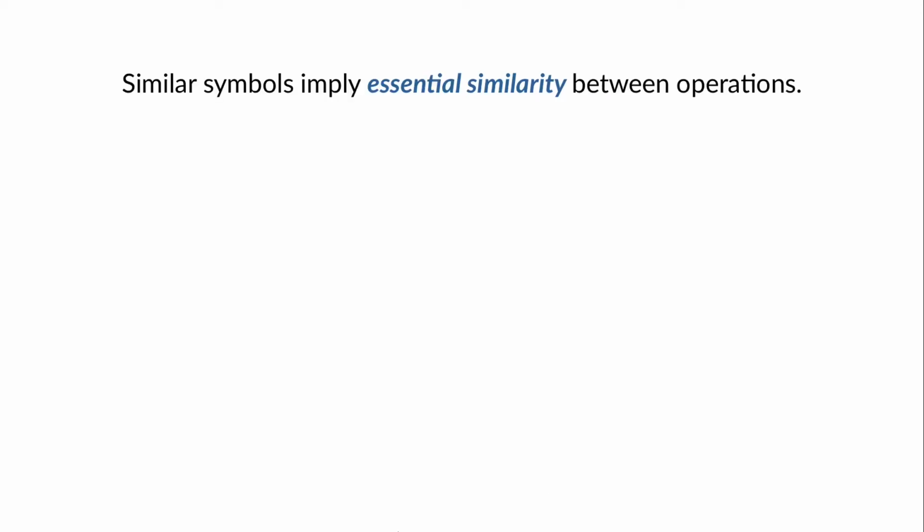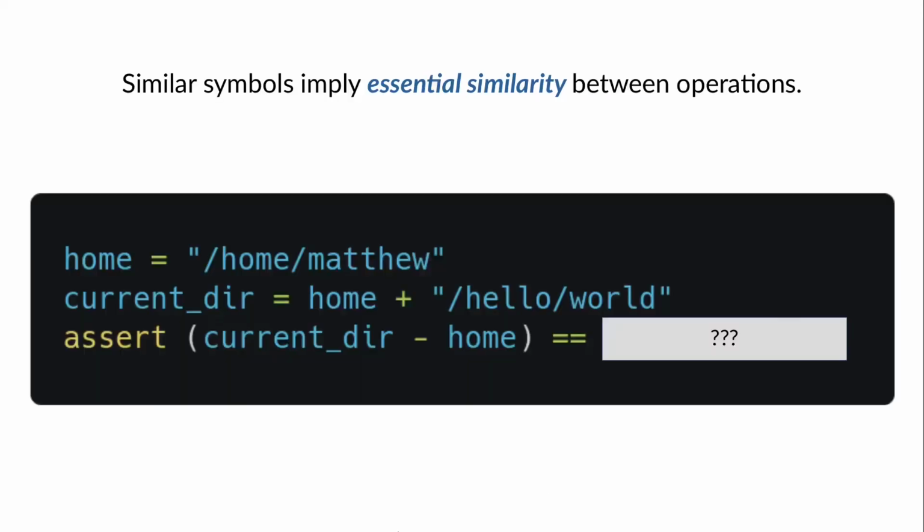A somewhat fuzzier way we use analogies is to infer the behavior of operations. For example, in this code snippet on line 2, we used the plus operator to perform string concatenation, a common operation in many programming languages. What's less common is a minus operation on strings. However, although almost no major languages support this operation, most people can probably guess what the intended value of current dir minus home is in this code.